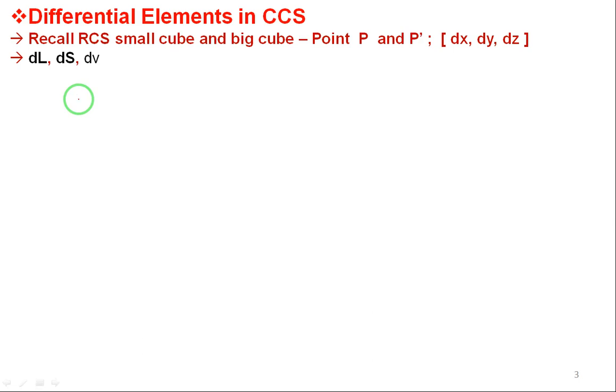Before proceeding with the differential elements in cylindrical coordinate system, we have already seen the differential elements in the rectangular coordinate system, right? So briefly I will tell about that, how it is formed, and then later on I will switch to differential elements in the cylindrical coordinate system. We will recall the rectangular coordinate system, small cube and big cube, point P and P dash. P has coordinates x, y, z, and P dash has x plus dx, y plus dy, and z plus dz, right? So I will draw and show you how the differential element came.